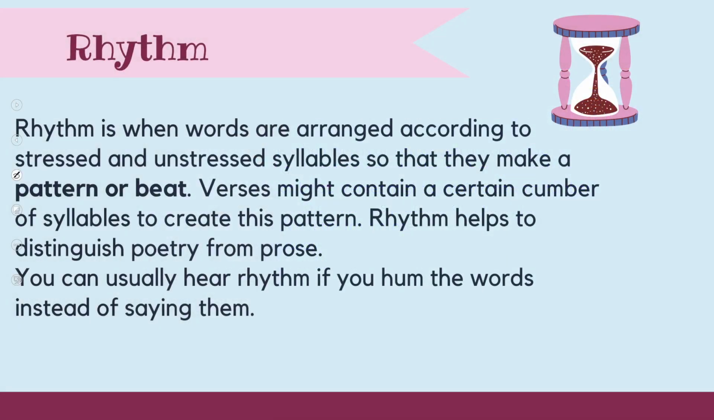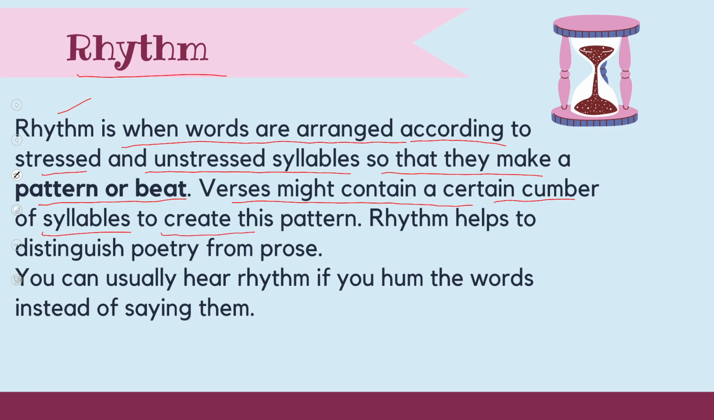Now, let's talk about rhythm. Rhythm is when words are arranged according to stressed and unstressed syllables so that they can make a pattern or a beat. Verses might contain a certain number of syllables to create this pattern. Rhythm helps to distinguish poetry from prose. You can usually hear rhythm if you hum the words instead of saying them.